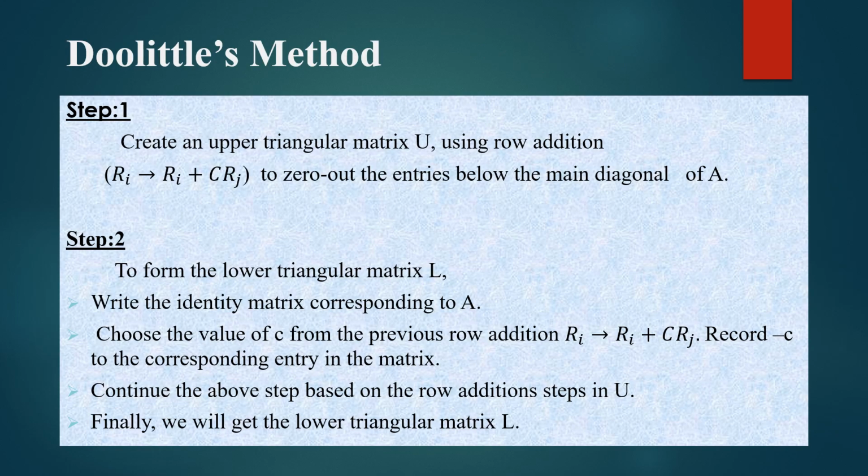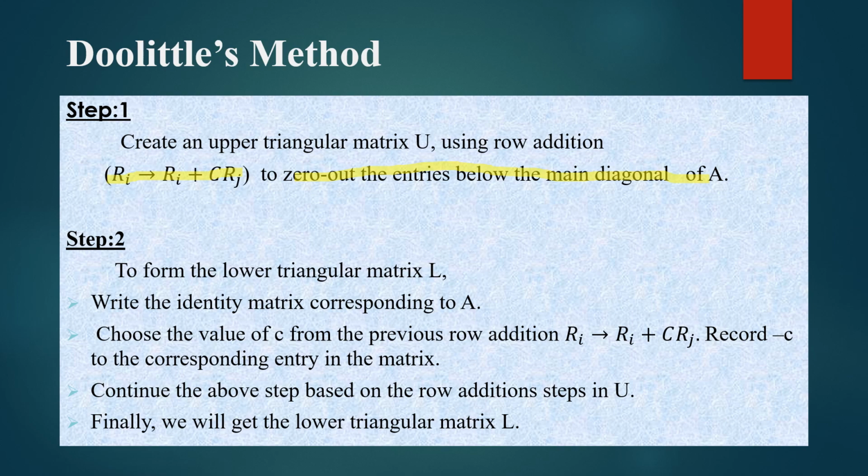For Doolittle's method, there are two steps. We have to create the upper triangular matrix and also we have to create a lower triangular matrix. First, we have to construct the upper triangular matrix using the row addition step, that is to zero out the entries below the main diagonal of A. So in order to make all the elements below the diagonal 0, you have to use this row addition that is described in Doolittle's method. Now after getting the upper triangular matrix, you have to form the lower triangular matrix.